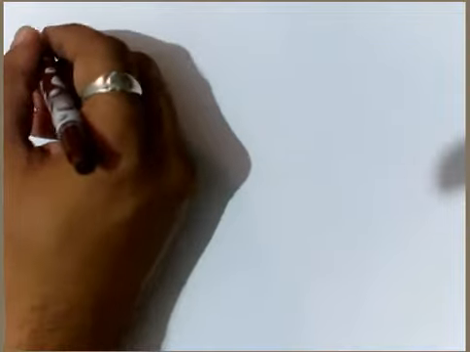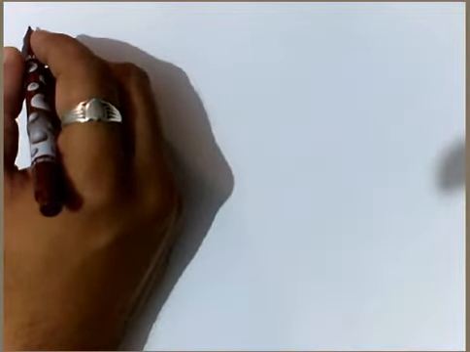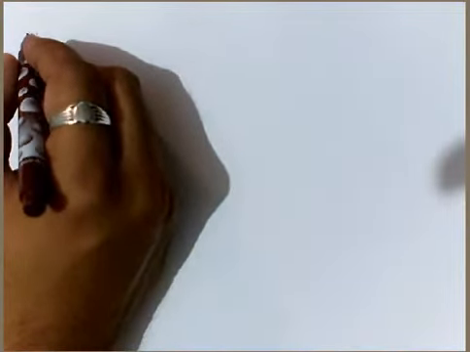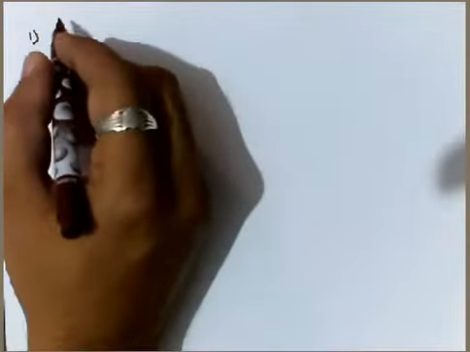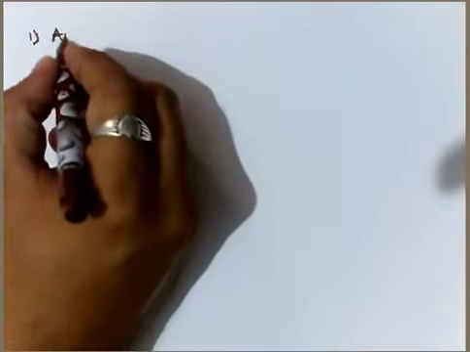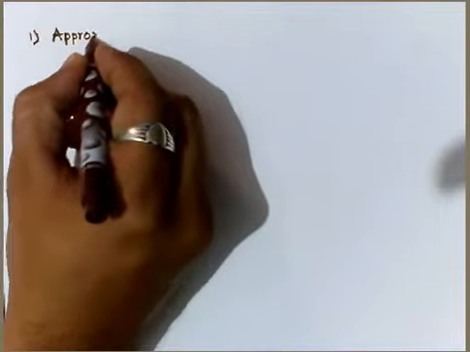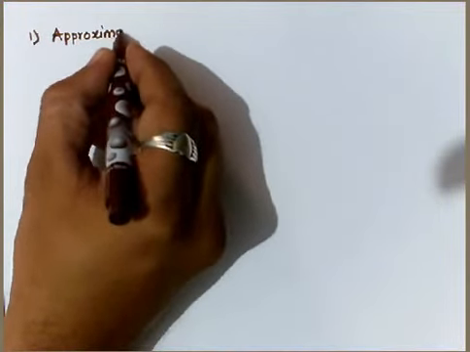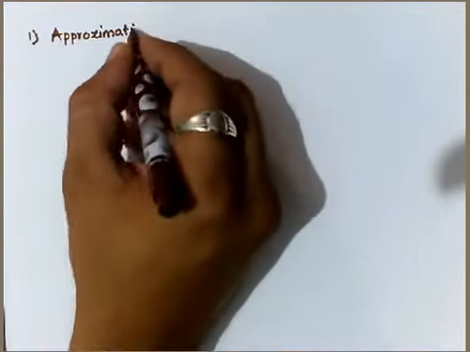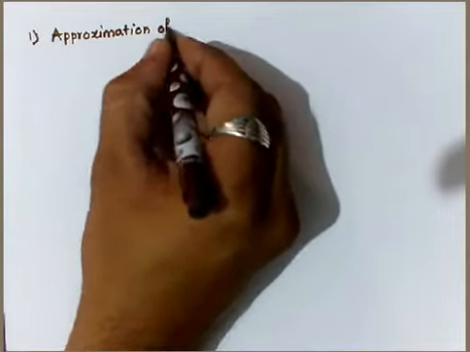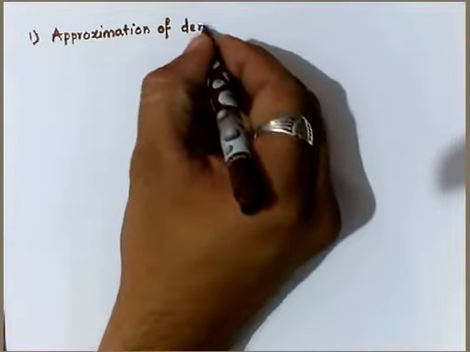Today we are going to discuss the first method for designing the IIR filter. The method is named approximation of derivatives. So let me write it. This is the first method, approximation of derivatives.